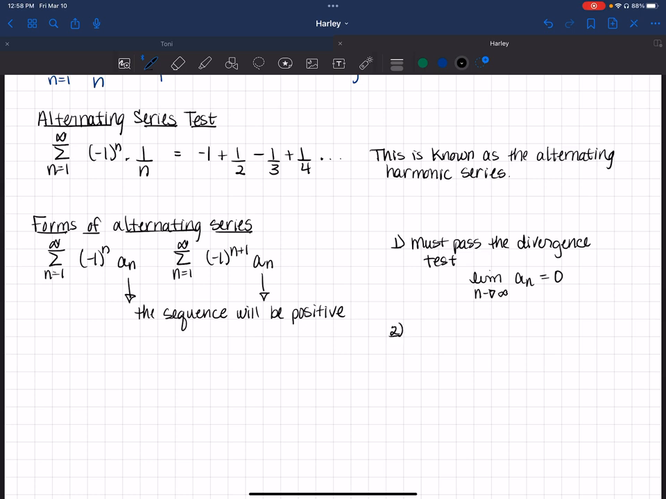And the second one is simply that a sub n+1 must be less than or equal to a sub n, which means, in the case of that alternating series that we had up here, the (-1)^n times 1 over n, and I'm actually going to work that in a minute. Let me just work it, okay?